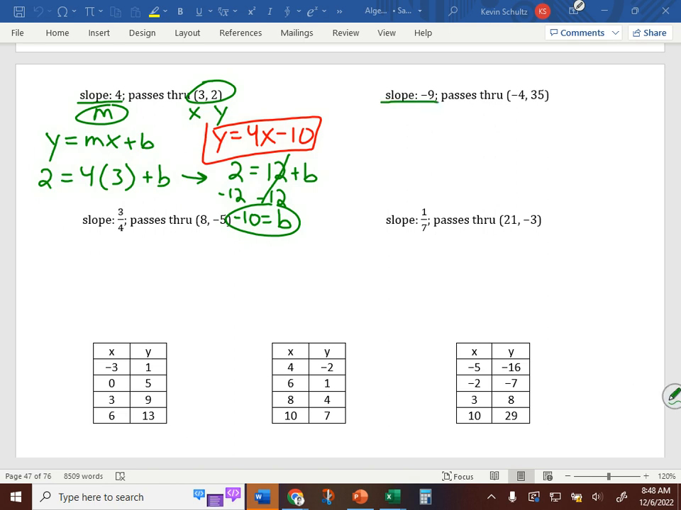The next one, slope of negative 9. Actually, let's not do that one. Let's do one of the fraction ones because I'm going to give you 2 of these for homework. Do you want to do the slope of 3/4 or the slope of 1/7? 1/7. All right. So this is still our m, right? The slope is 1/7 given to you there. And I give you an ordered pair, not the y-intercept. But what does it represent?